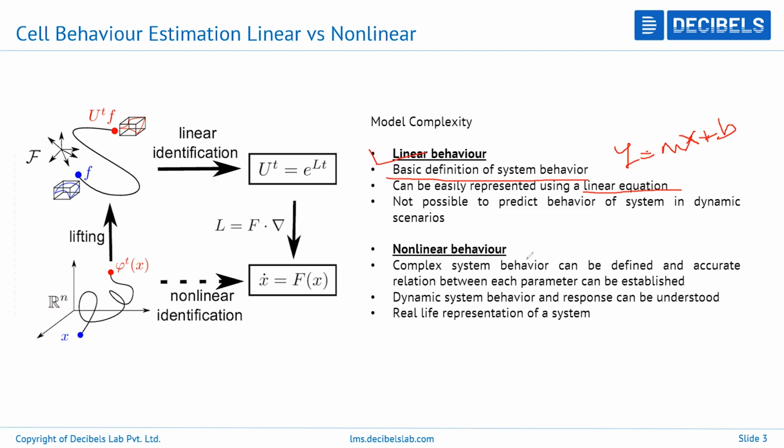But is it correct to say that batteries or cells will always give you linear behavior? No, not necessarily. So in that case, while linear behavior gives you a very basic understanding, it won't predict a good behavior of the system in terms of dynamic scenarios, right?